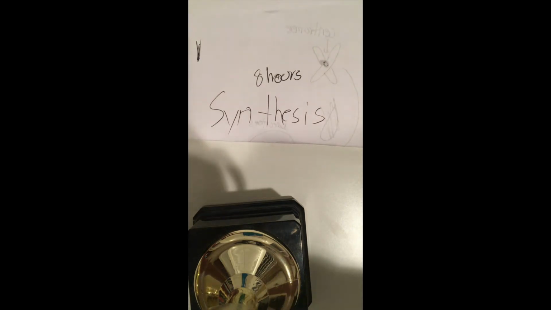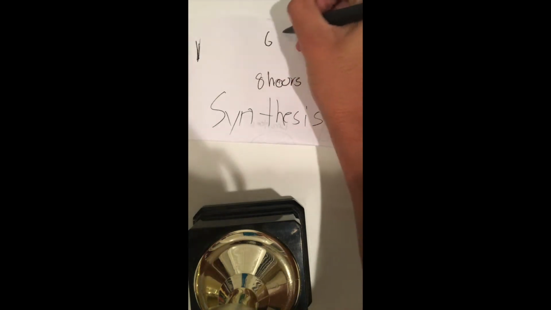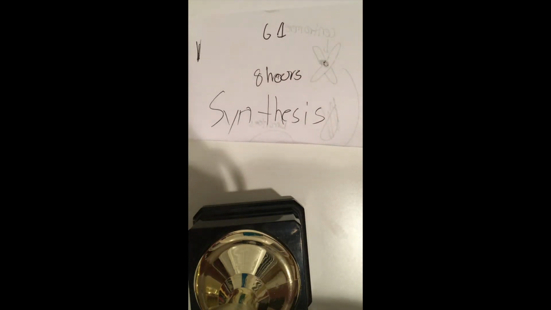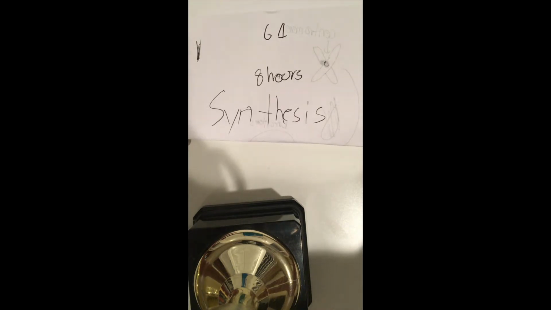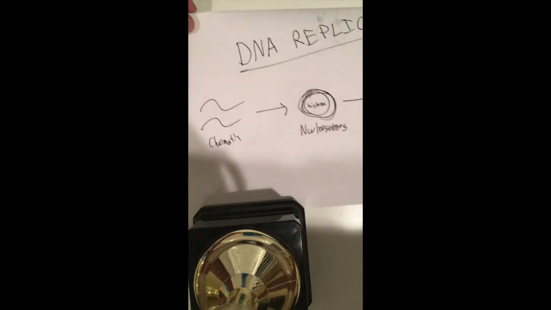Before we go into replication of DNA, what I forgot to mention in G1 is all the DNA is located in the nucleus in the form of chromatin. Chromatin is basically loose strings of DNA that aren't attached to anything. What happens in synthesis is our chromatin is going to replicate. So this is our little process.